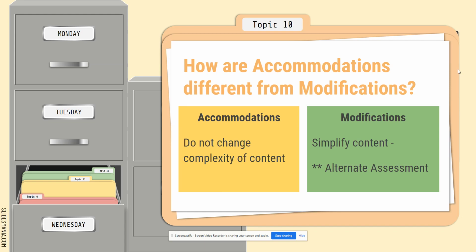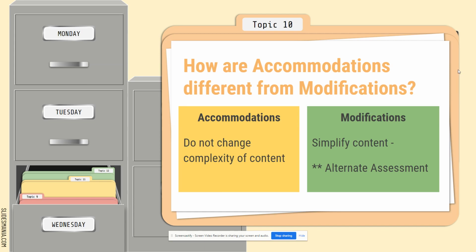So for example, for a fifth grader who has a reader, the fifth grader would still have the entire passage read to them. It would just be read out loud instead of them reading the content. So that is an accommodation. A modification is simplifying the content. It is changing the complexity.